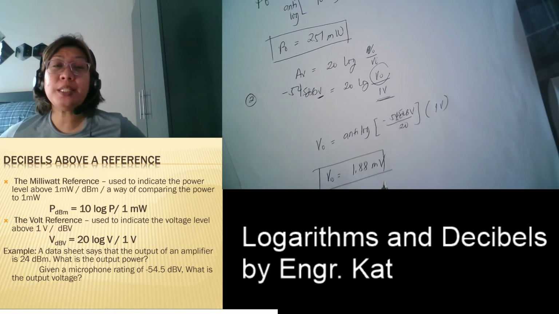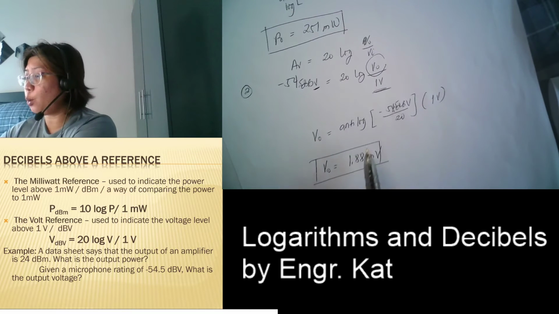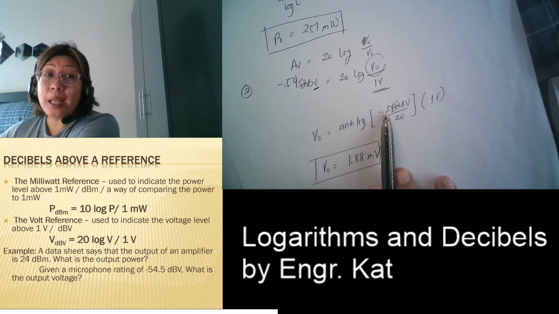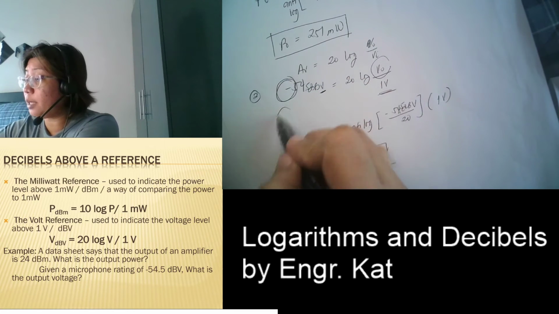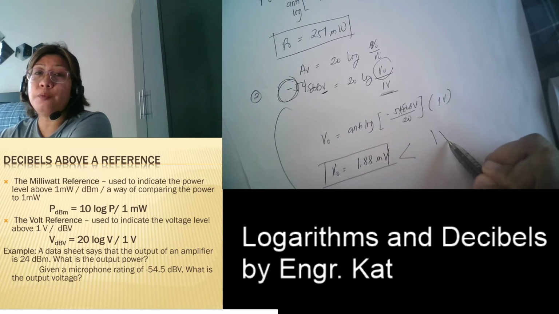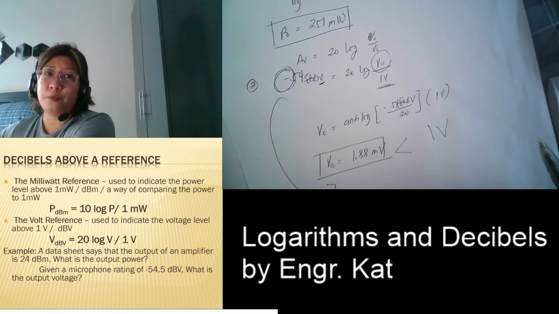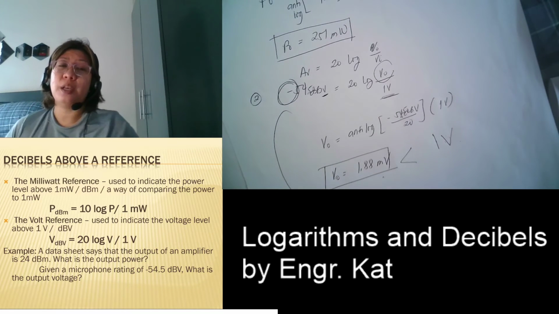Okay, so when you press that in your calculator, you will really get a positive answer here, even though that is negative. But as you can see, the negative sign here signifies that this output voltage is less than our input voltage, which is equal to 1 volt. So 1 volt is greater than 1.88 millivolts. Therefore, there was a decrease at the output. Since there was a decrease at the output, we have a negative dB.